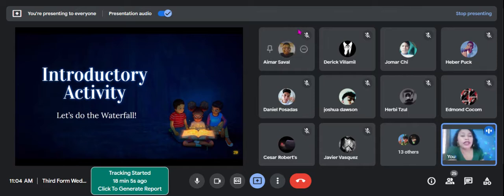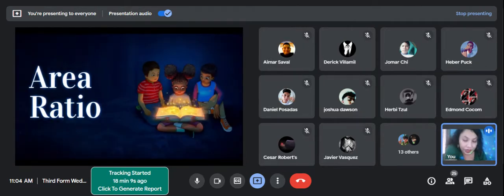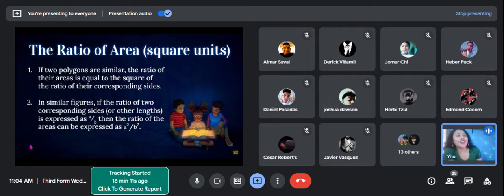Okay, so let's go to area, because today I want us to talk about area ratio. Area and volume are, I would say, a very easy topic to understand.